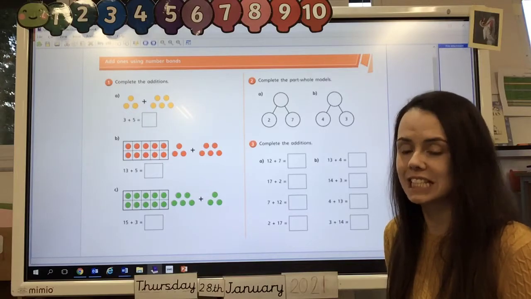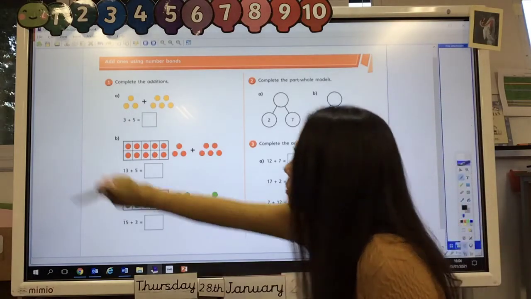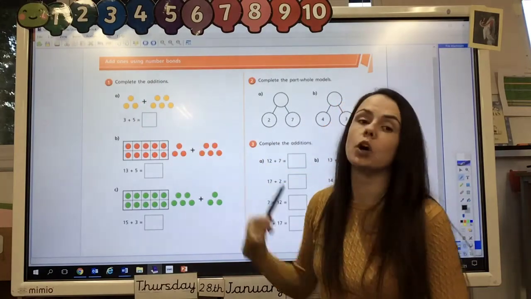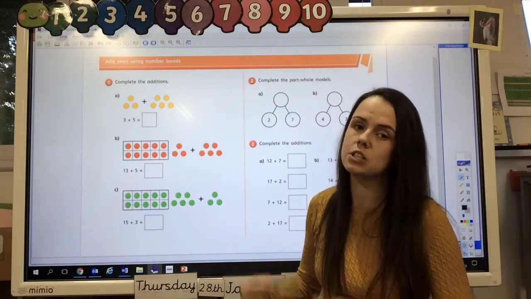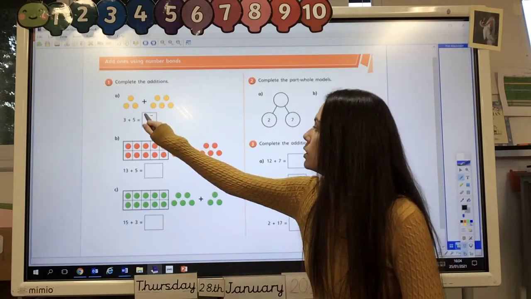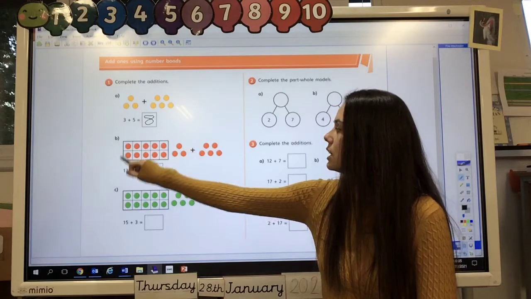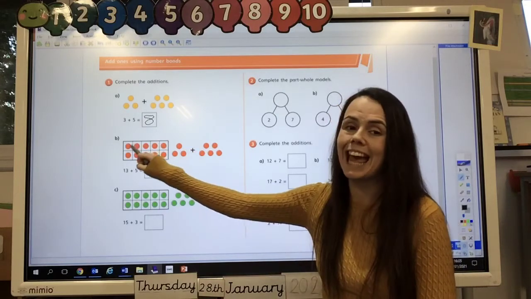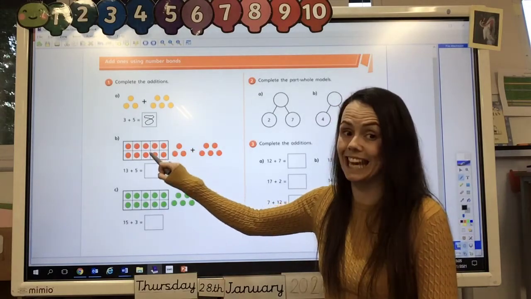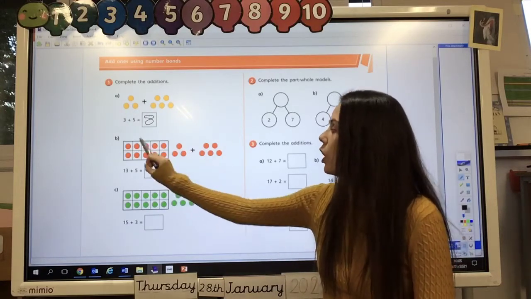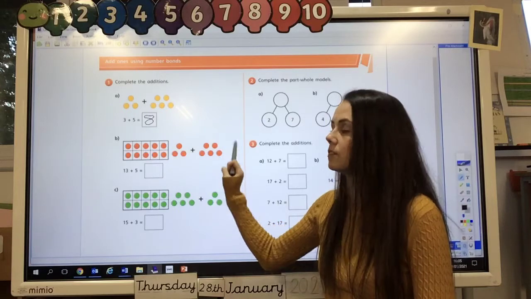Okay, Johan, here is today's worksheet. So let's start with question 1. Complete the addition. 3 add 5. What's 3 add 5? 8. You know 3 add 5 because we know our number bonds to 8. Here we have got this question. We've got 10 ones here, so we've got a 10 and 3 ones and 5 ones. So we've got 13 add 5.